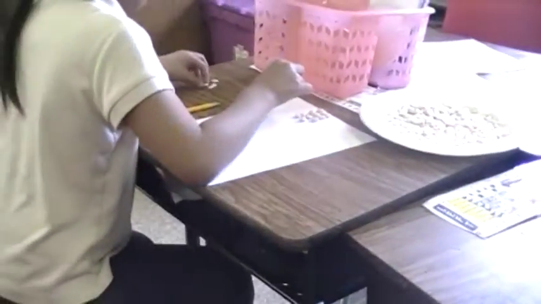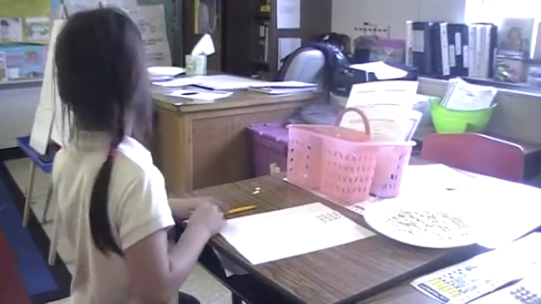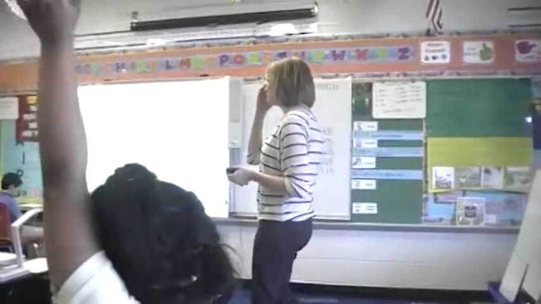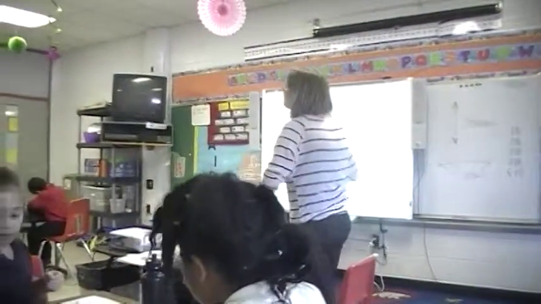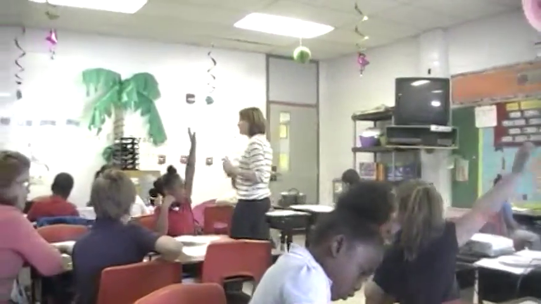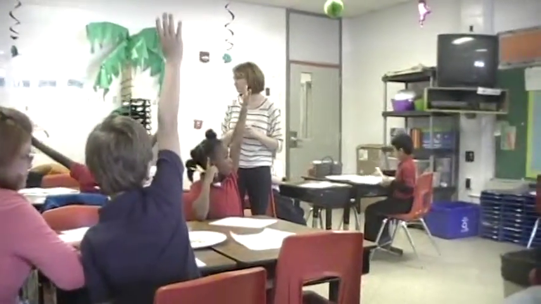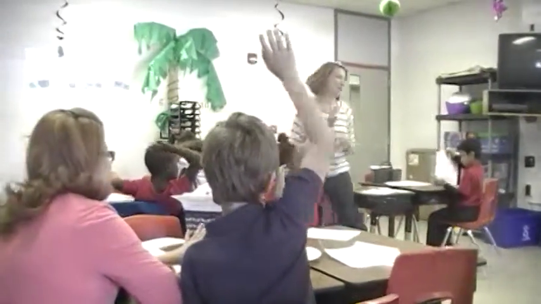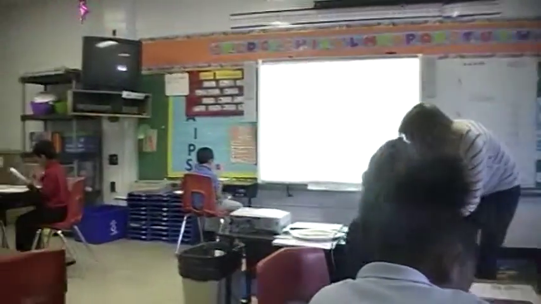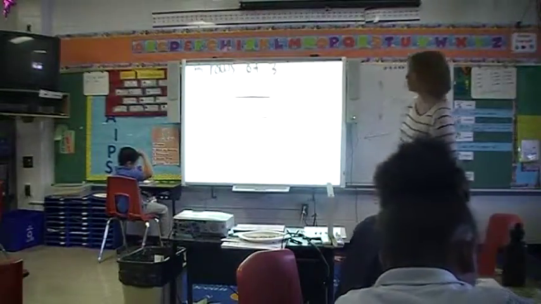All right, how many rows do I have now? 4. You gotta raise your hand. How many rows do I have now? 4. How many rows do I need? 5. All right, so how many more rows do I need? One more. Fantastic. All right, one more row of 3. 1, 2, 3. All right.